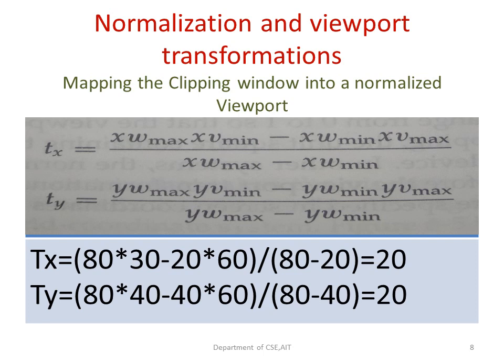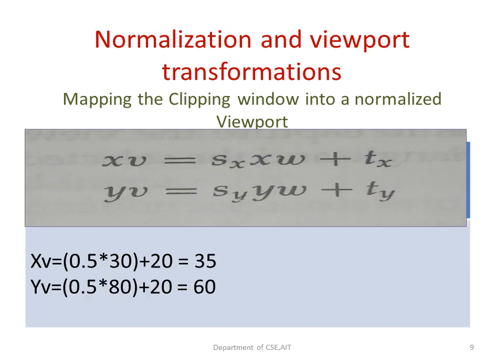The translation means the movement on the x direction and the movement on the y direction. It turns out to be 20 and 20. Substituting this Sx and Tx, and also we know the value of Xw, you're going to get the value of Xv and Yv as 35 and 60. In the previous also we had got the same value, 35 and 60. You can also do it by making use of this method.